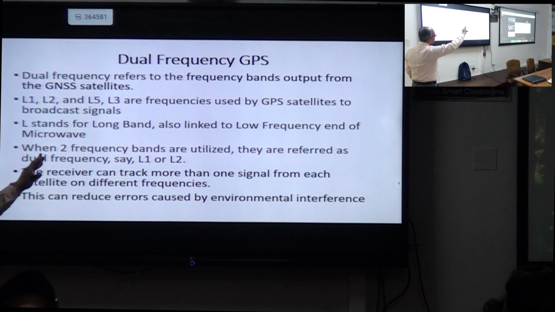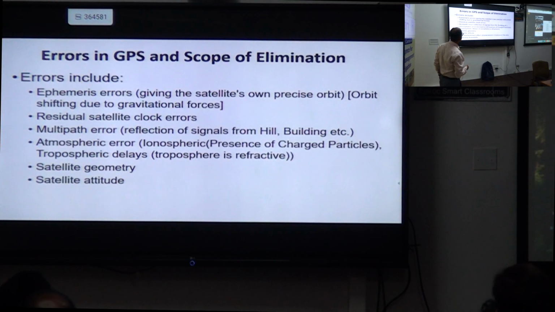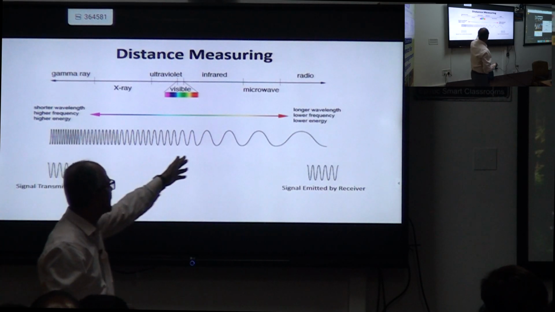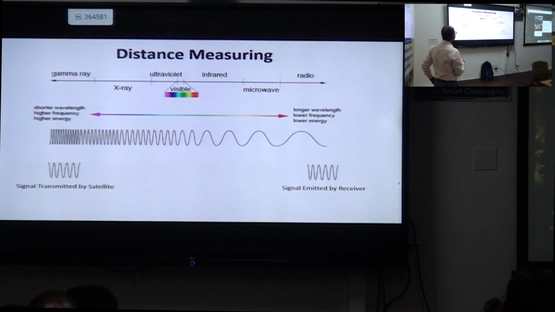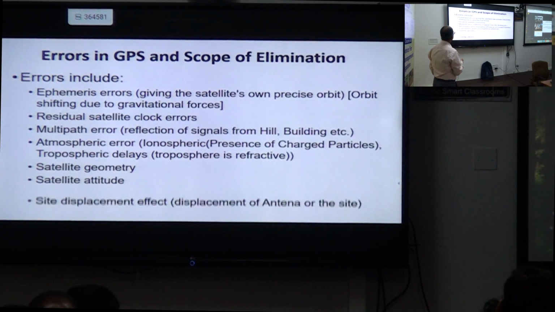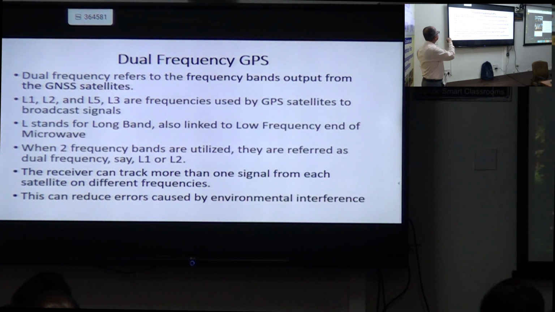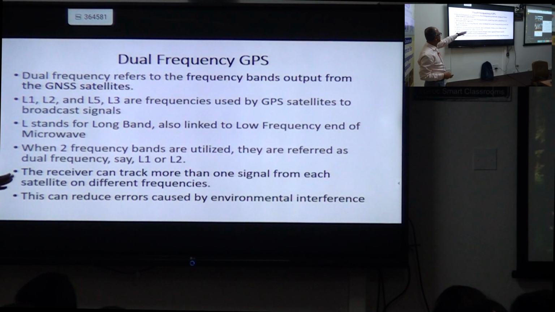As I showed you, there is the microwave level, or there are L1, L2, L3. If I just go back to this one, you see your wavelengths are changing here. These are long wavelengths we are getting when we go to the microwave. That's why it is called the L band, low frequency and long wave. So we call these L1, L2, L5, L3, different bands. These are the frequencies used by GPS satellites to broadcast signals. L stands for long band, also linked with low frequency and the end of the microwave.